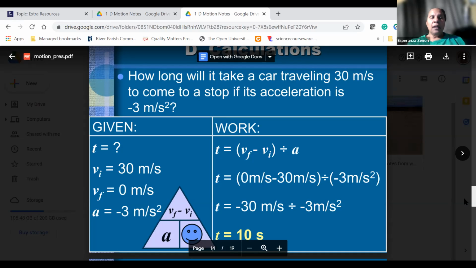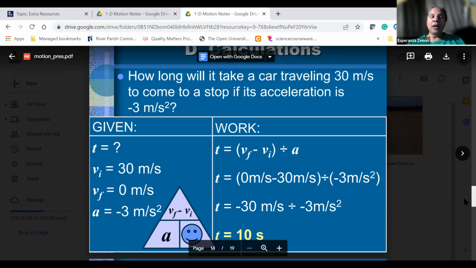And so here's that "how long will it take" business again. That means they're asking me for time. But this time, since I'm using acceleration, I've got to go to my other pyramid. I can't use the distance pyramid to solve this, because there's nothing dealing with distance in this question. So I go to my velocity, acceleration, and time pyramid. They want me to find time, so I cover up the T.